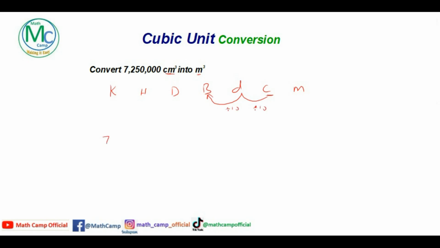So the number is 7,250,000 divided by 10 times 10, which is 100. But we have to see the unit as well. The unit is cubic, so it is going to be cube. So this time 7,250,000 divided by, now 100 times 100 times 100 is going to be 1 million.